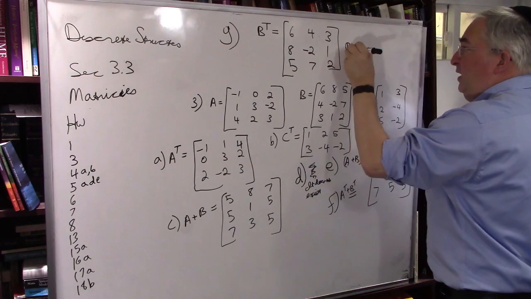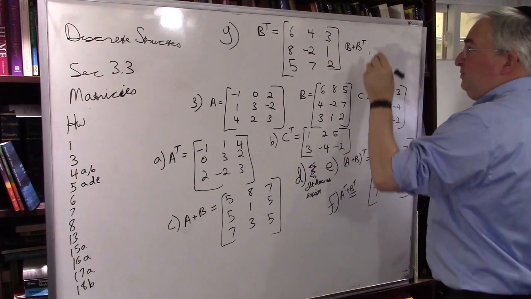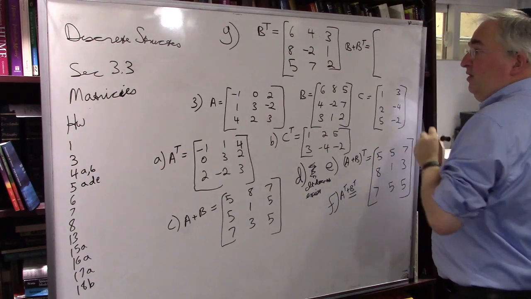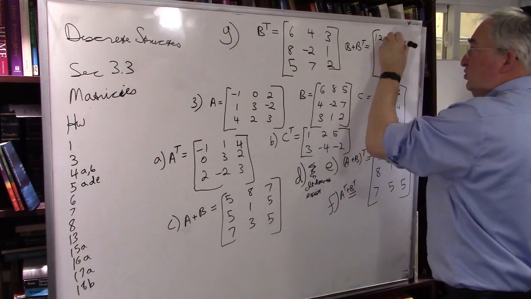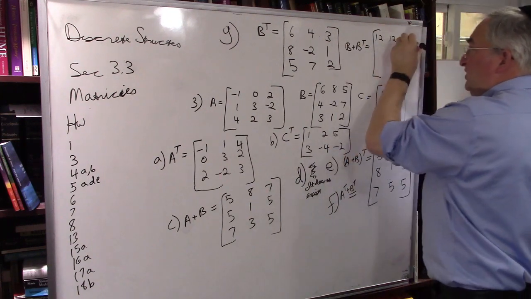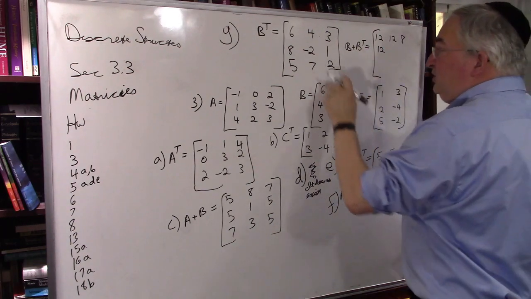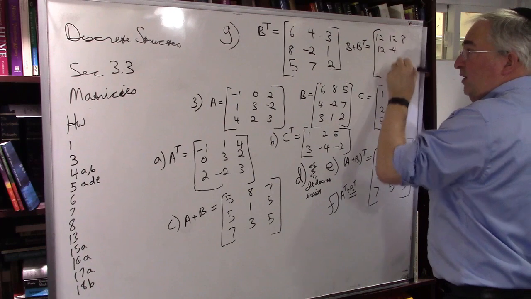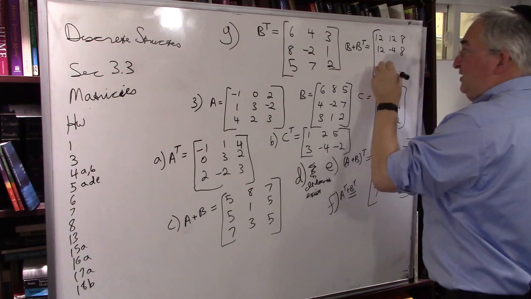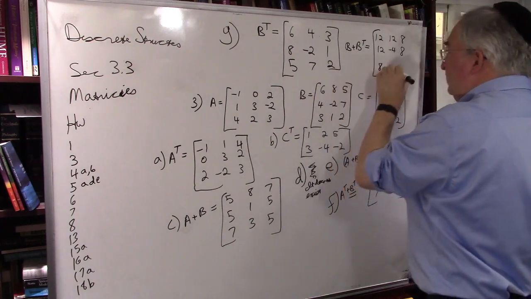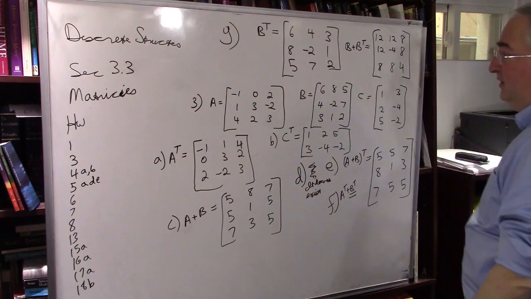Okay, and now B plus B transpose is this plus this. So let's do it. 6 plus 6 is 12. 8 plus 4 is 12. That's nice. 5 plus 3 is 8. 4 plus 8 is 12. Minus 2 plus minus 2 is minus 4. 7 plus 1 is 8. Lots of 8s and 12s. 5 plus 3 is 8. 1 plus 7 is 8. 2 plus 2 is 4. Okay, that takes care of that.